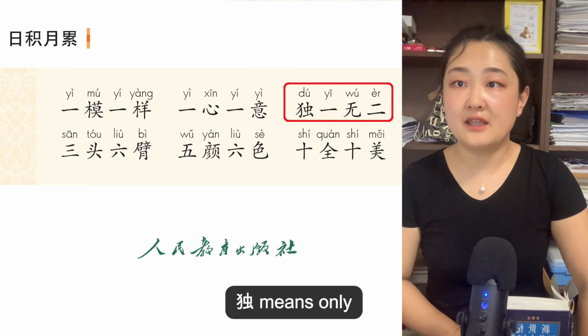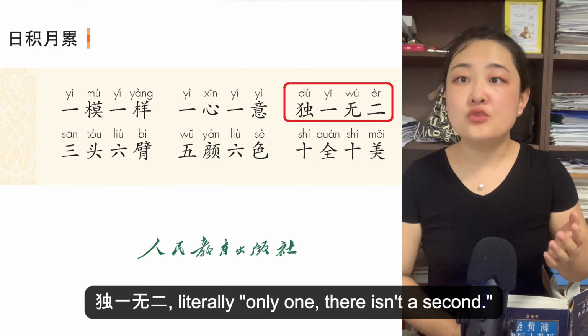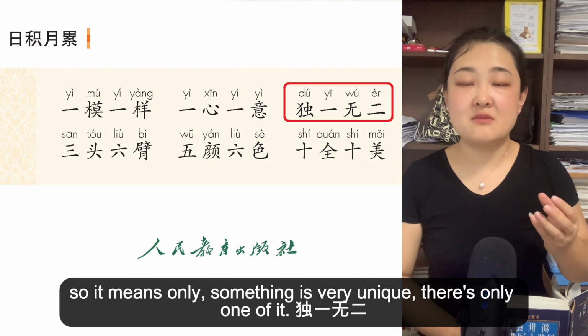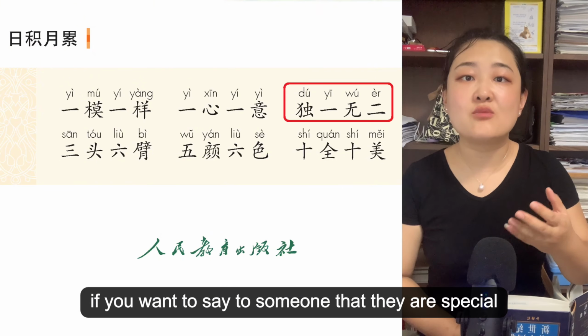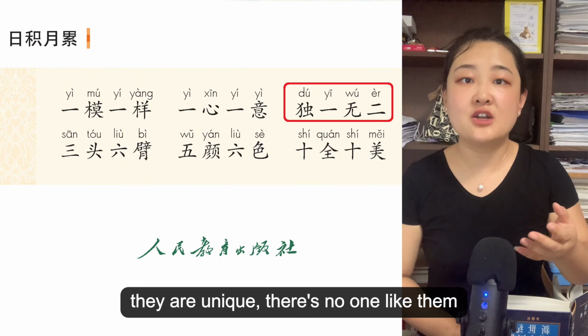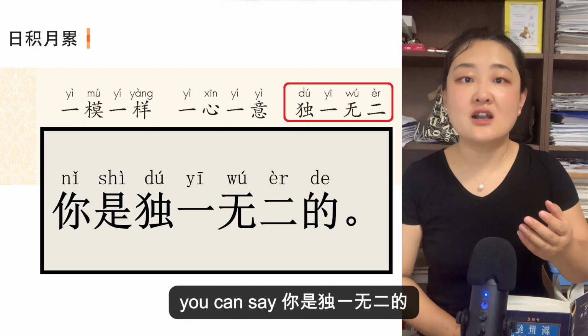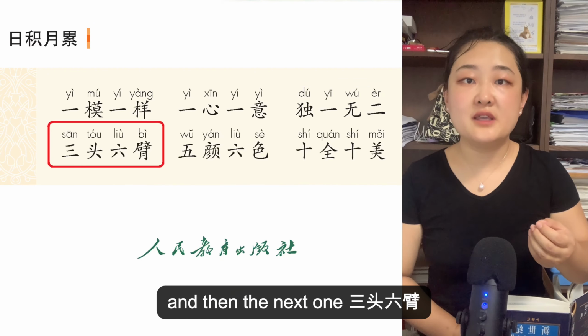独 means only. 无 means there being none, there isn't, or there aren't. 独一无二 literally means only one, there isn't a second. So it means something is very unique. There's only one of it. 独一无二. If you want to say to someone that they are special, they are unique, there's no one like them, you can say 你是独一无二的. And then the next one, 三头六臂.